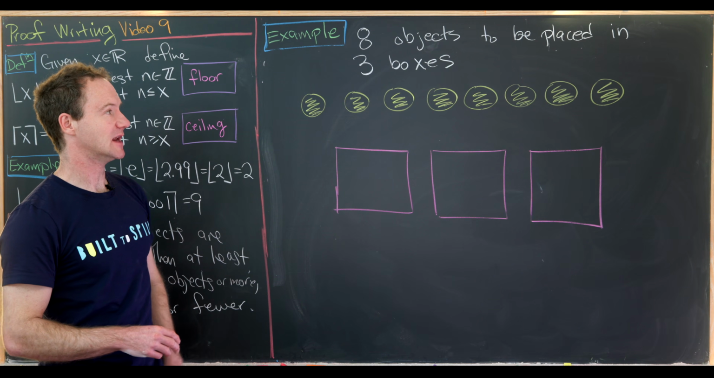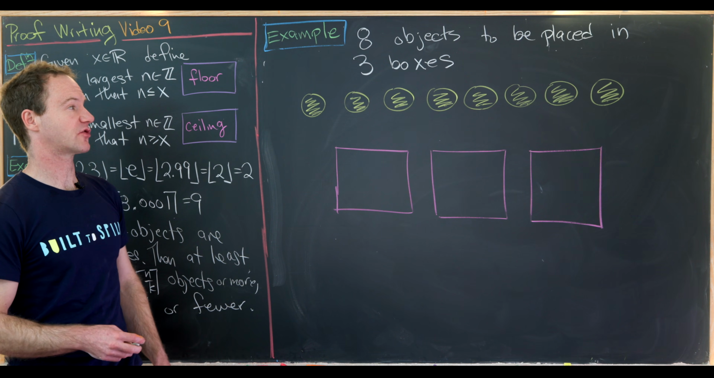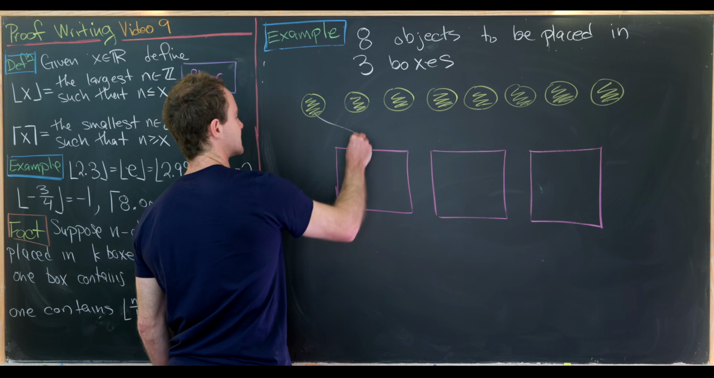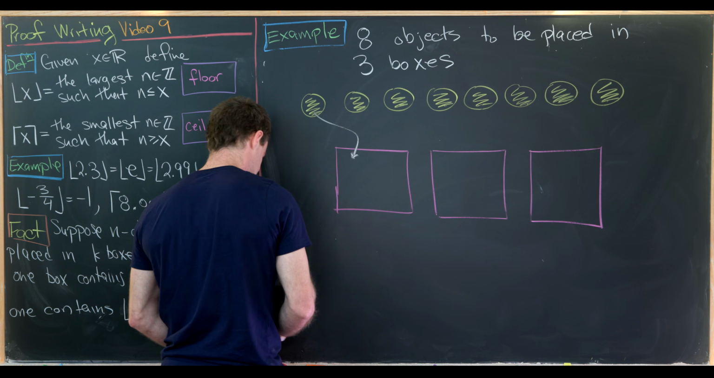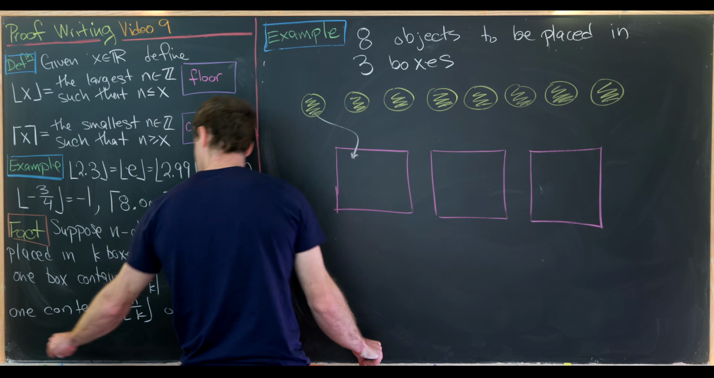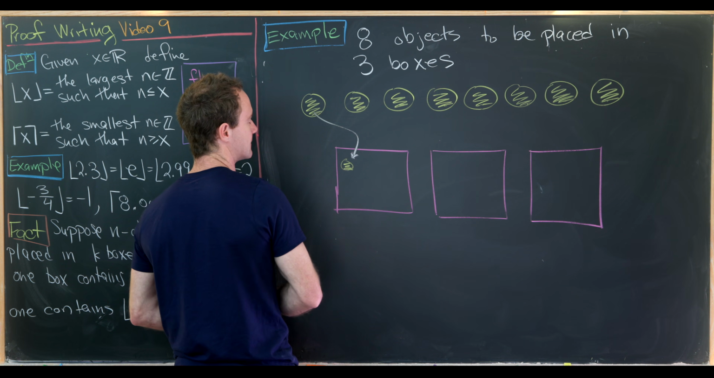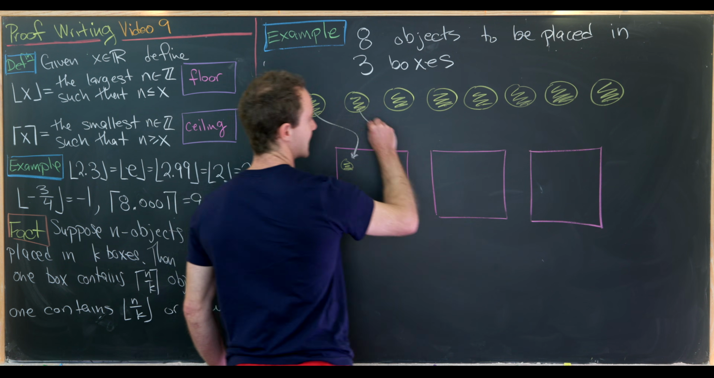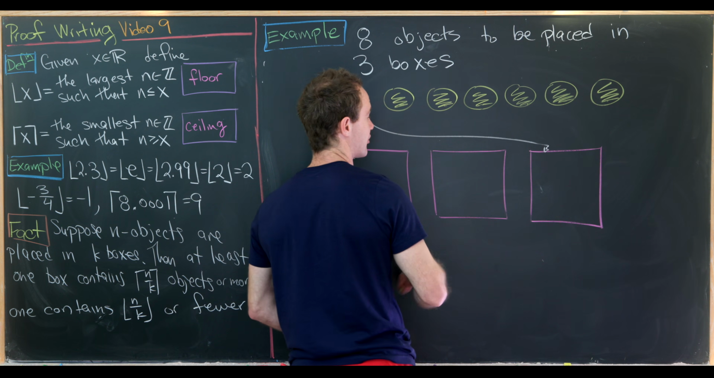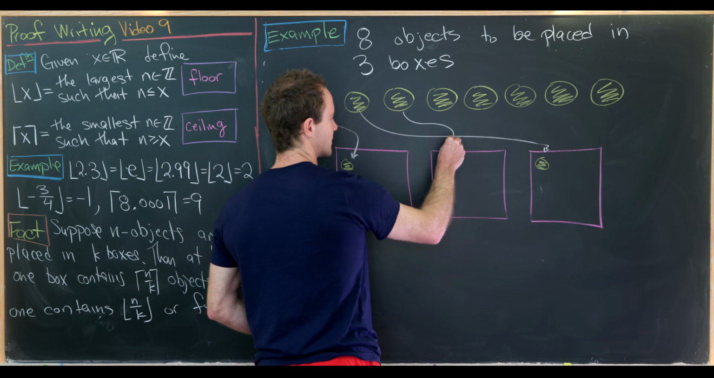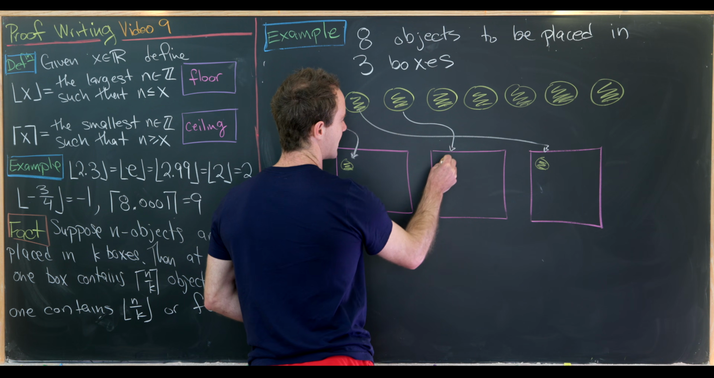So let's take 8 objects and let's place them into 3 boxes, and we're going to do it semi-randomly. Let's take this first object, we'll place it into this first box. And so let's draw this object occurring in this box. So there we've got it. Then maybe we'll take this second object and we'll place it in the third box. So there it is there. Then maybe this third object will be in this second box.